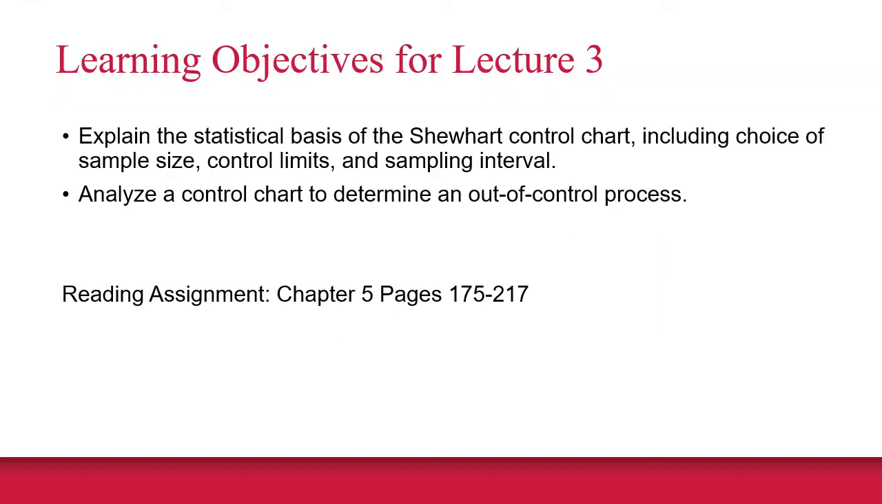The learning objectives for Lecture 3 are to explain the statistical basis of the SHU-ACT control chart, including choice of sample size, control limits, and sampling interval. We'll also analyze the control chart to determine an out-of-control process. Reading assignment is Chapter 5, pages 175 to 217.